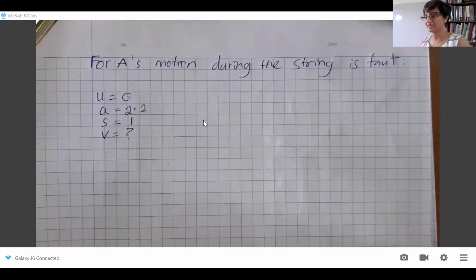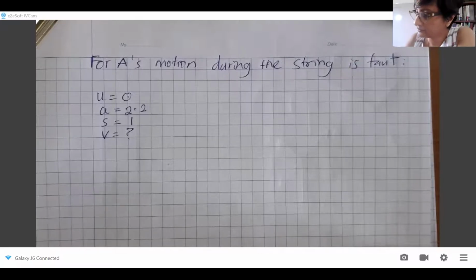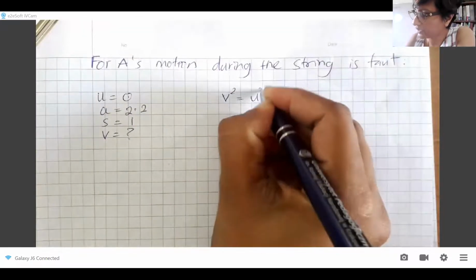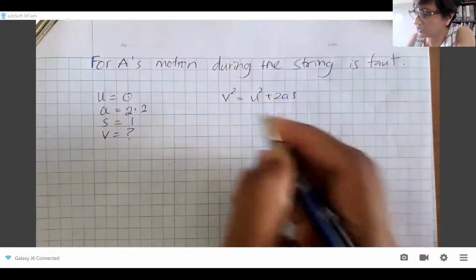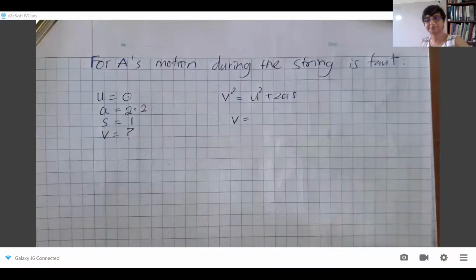Okay, can you find V here? Did you see how I listed down my information? It started at 0, acceleration is what you found, and I know it traveled a distance of 1. V squared equals u squared plus 2as. I will not do this. You tell me what V is. What's V?